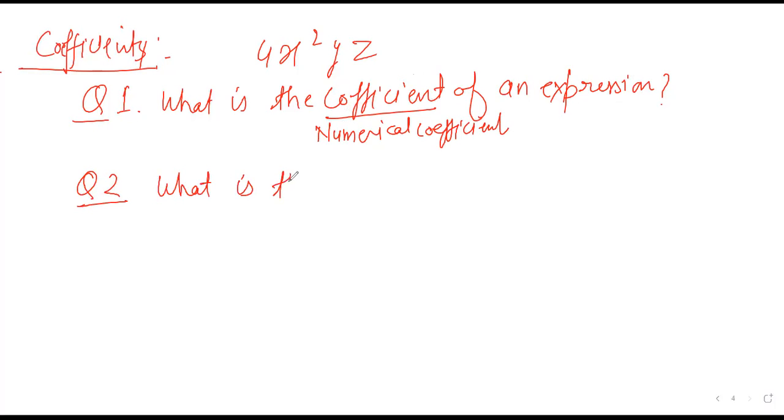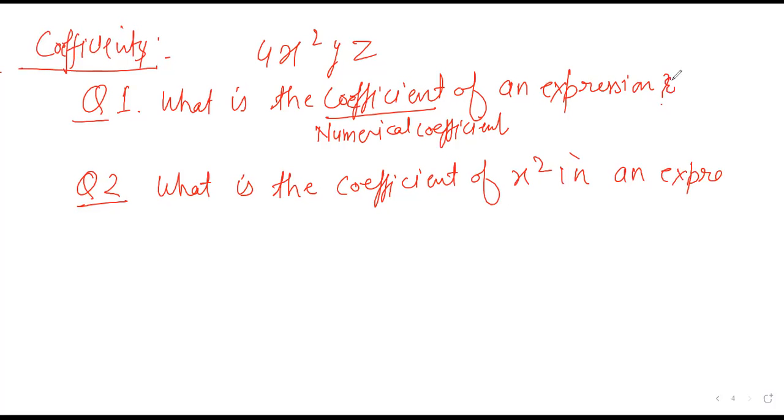What is the coefficient of x square in an expression 4x square yz here, and expression minus 3x square yz? This is one of the questions. So how will you give the answer to this type of question?